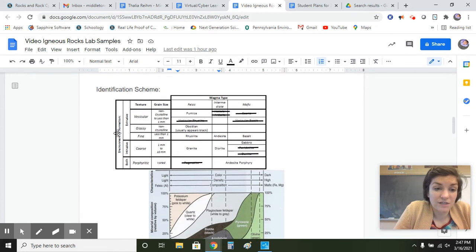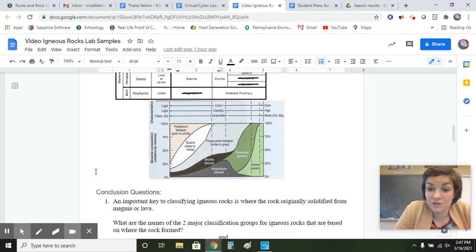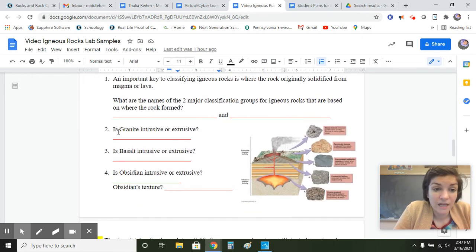You can look at the environment of formation. There are 2 options that I have already talked about. Is granite intrusive or extrusive? This also might be a key to number 1.